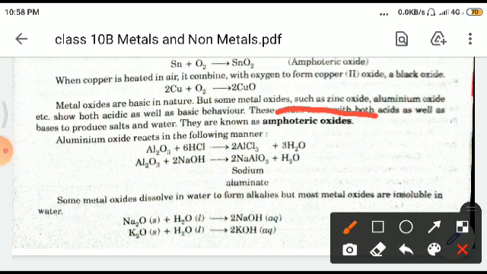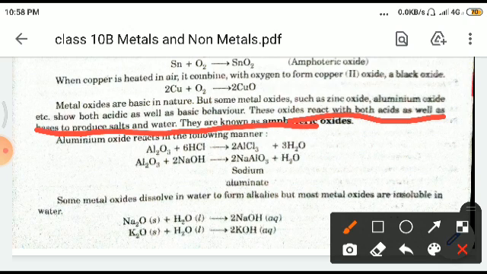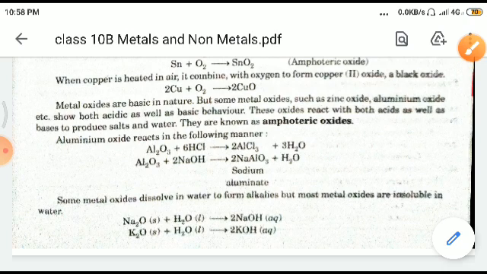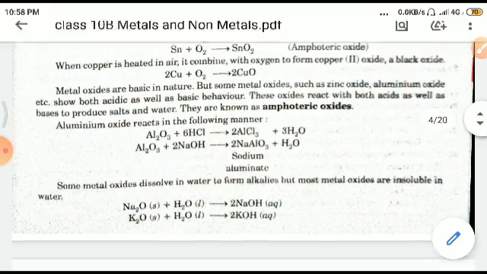Oxides which react as both acids and bases to produce salt and water are called amphoteric oxides. Like Al2O3, aluminium oxide, it's an amphoteric oxide.